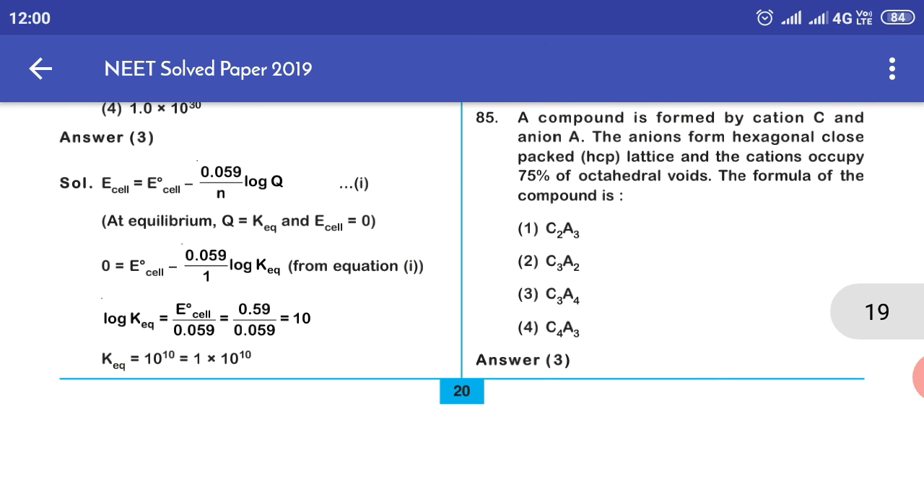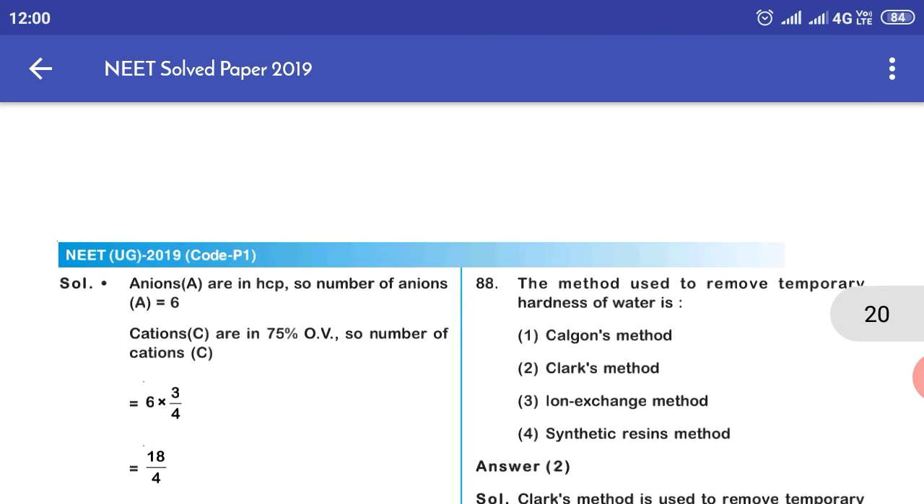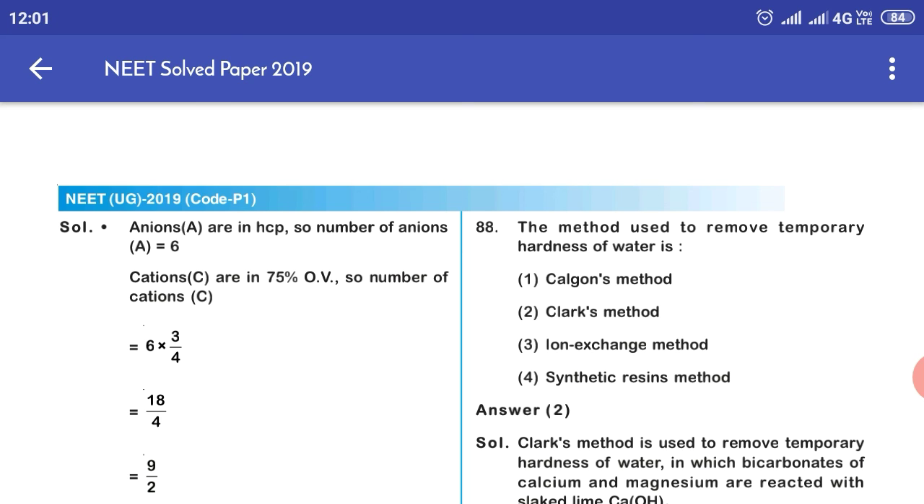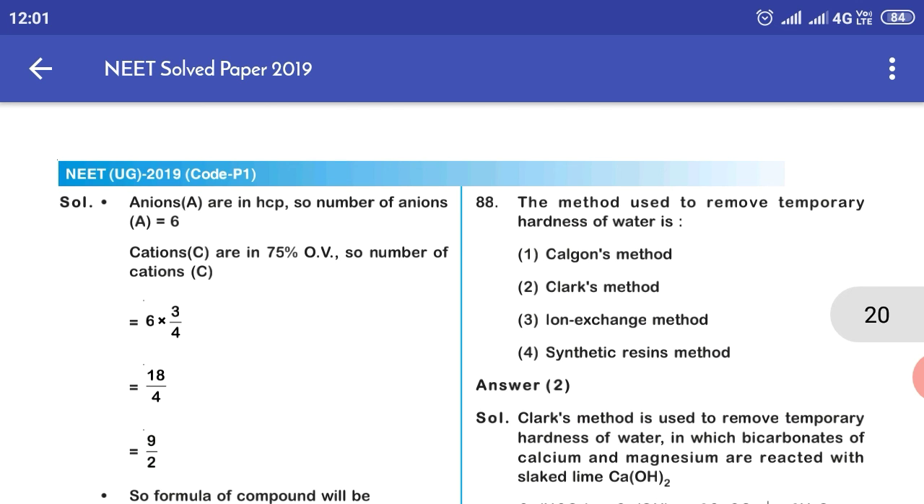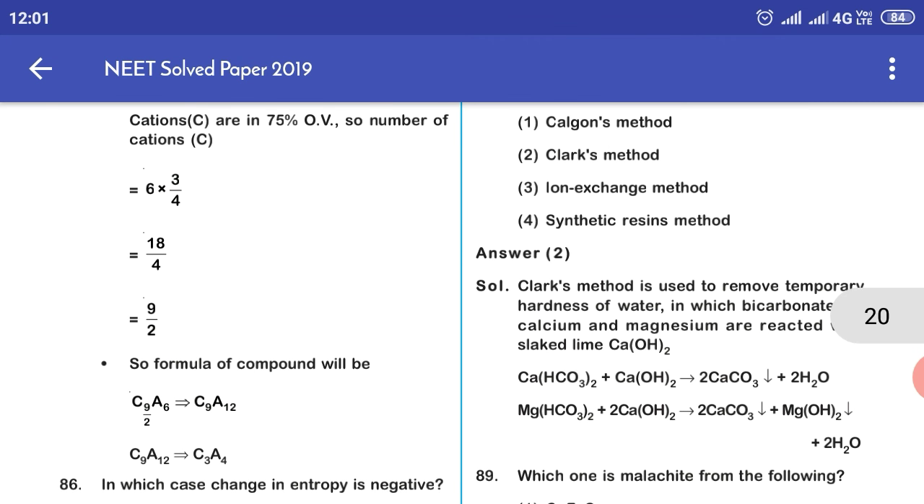Question number 85. One compound is formed by cation C and anion A. The anions form a hexagonal close-packed lattice and the cations occupy 75% of octahedral voids. The formula of the compound. This question is from solid state and option 3, that is C3A4, is the answer. Anions A are in HCP, so number of anions is equal to 6. Cations are in 75% octahedral voids, so number of cations equals 6 into 3 by 4, that equals 9 by 2. So the formula of the compound will be C9/2 A6, C9A12, that means C3A4.